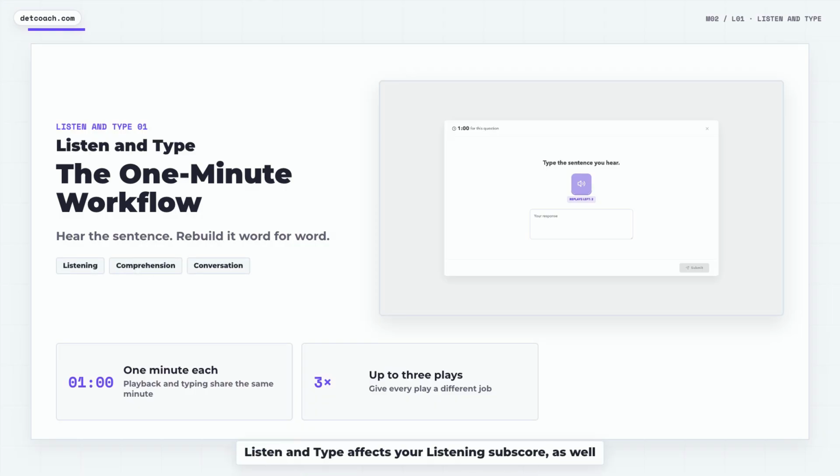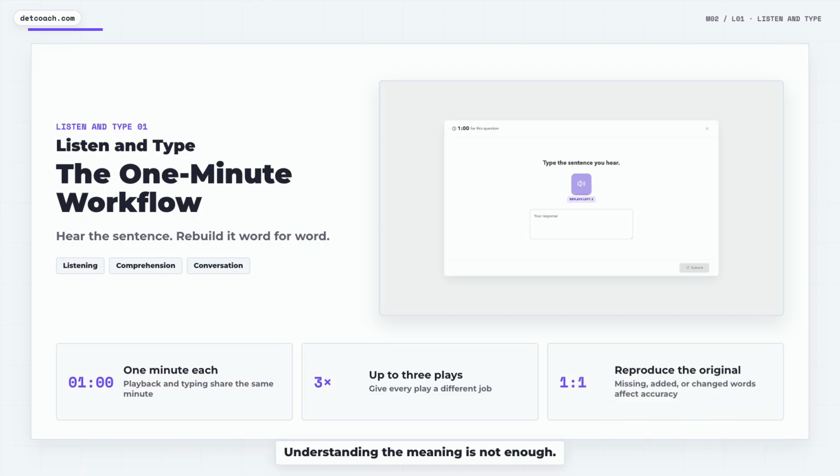Listen and type affects your listening subscore, as well as the comprehension and conversation integrated subscores. Understanding the meaning is not enough. Missing a word, adding an extra word, or using the wrong word form or spelling can all affect your score. That is why you should not listen in the same way, all 3 times. Each listen should have a different purpose.